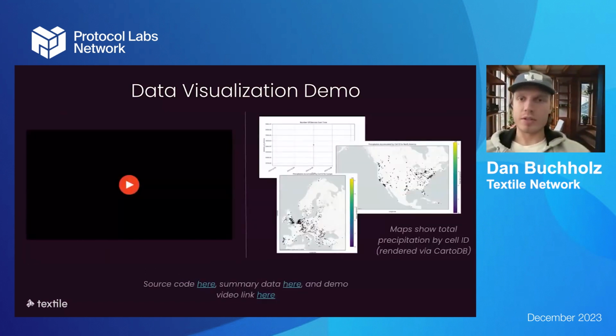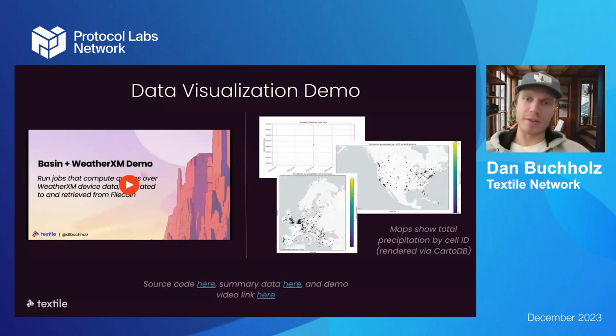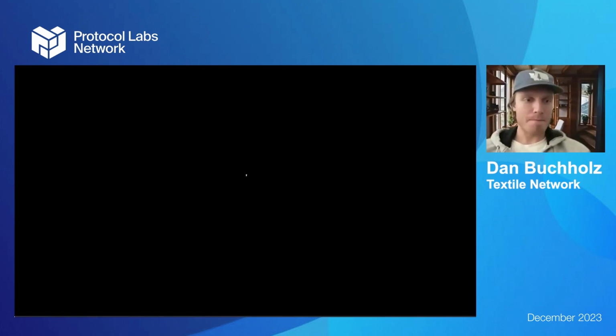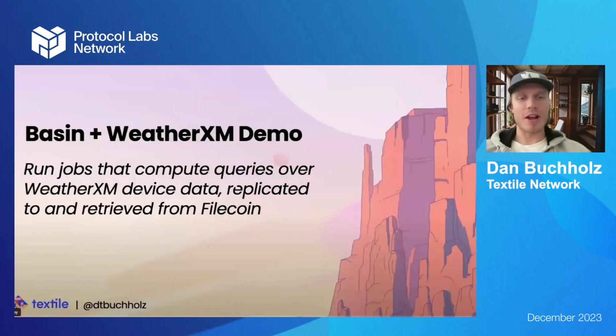So yeah, let's just dive into things. On the right, you can see some simple visualizations of the data, but I'll talk through the general project setup of how I used the WeatherXM Basin information and built a Python script to actually run these queries. And just note the jobs that I'm running are just with GitHub Actions, but I do want to move this to Bacalhau in the future. So just keep that in mind.